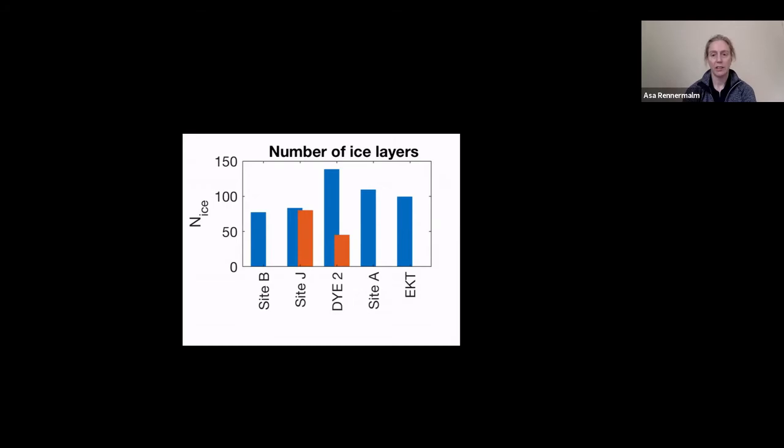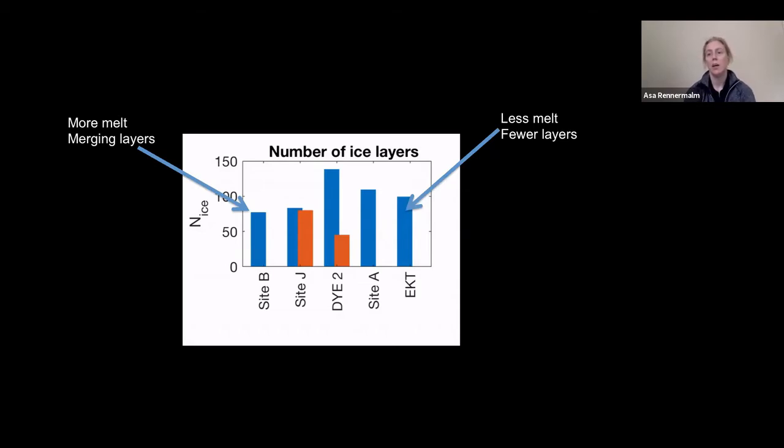Well, I think what's going on here is that we see something interesting happening at higher elevation, at EKT, where there's less melting going on. There are fewer layers because there's less melting. However, at the lower site, like site B, you have more melt and more refreezing. And here, the reason you have fewer layers is because these layers are merging, because the existing ice layer must at least slow down infiltration of meltwater so that ice is formed on top of already existing ice layers.